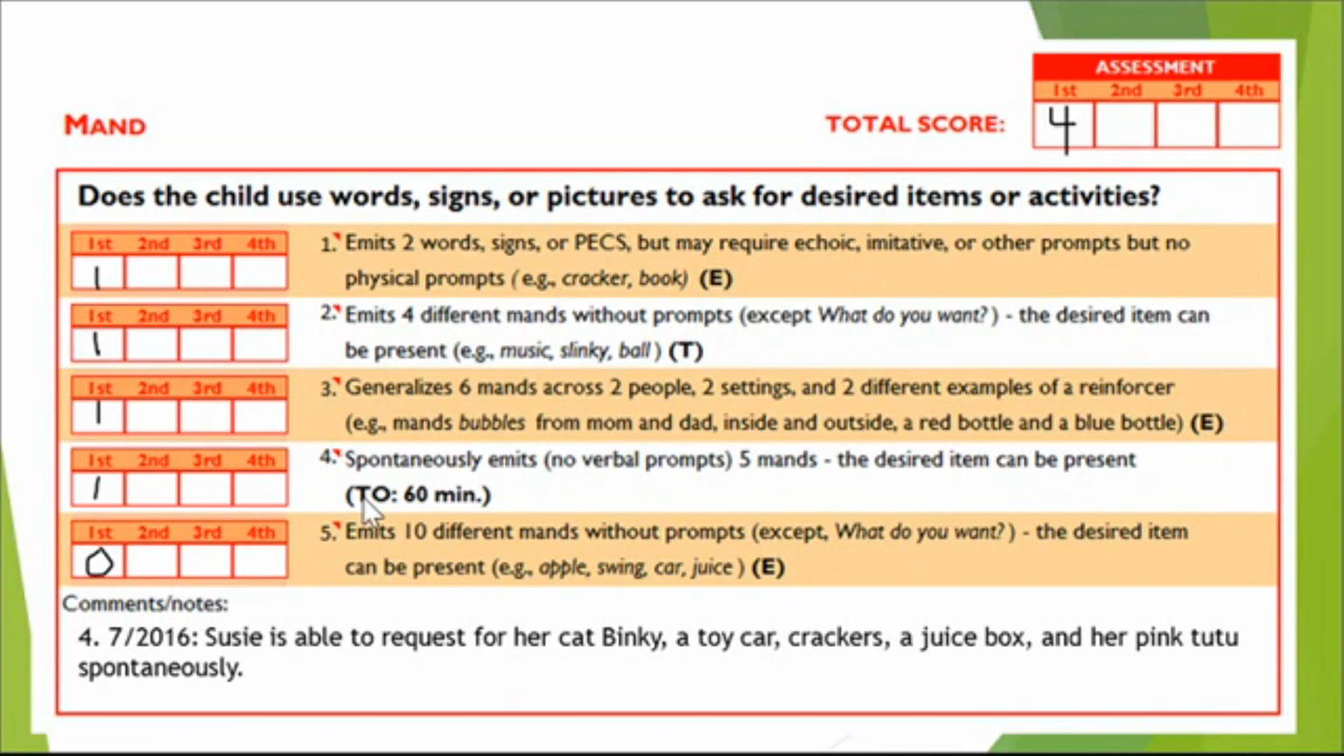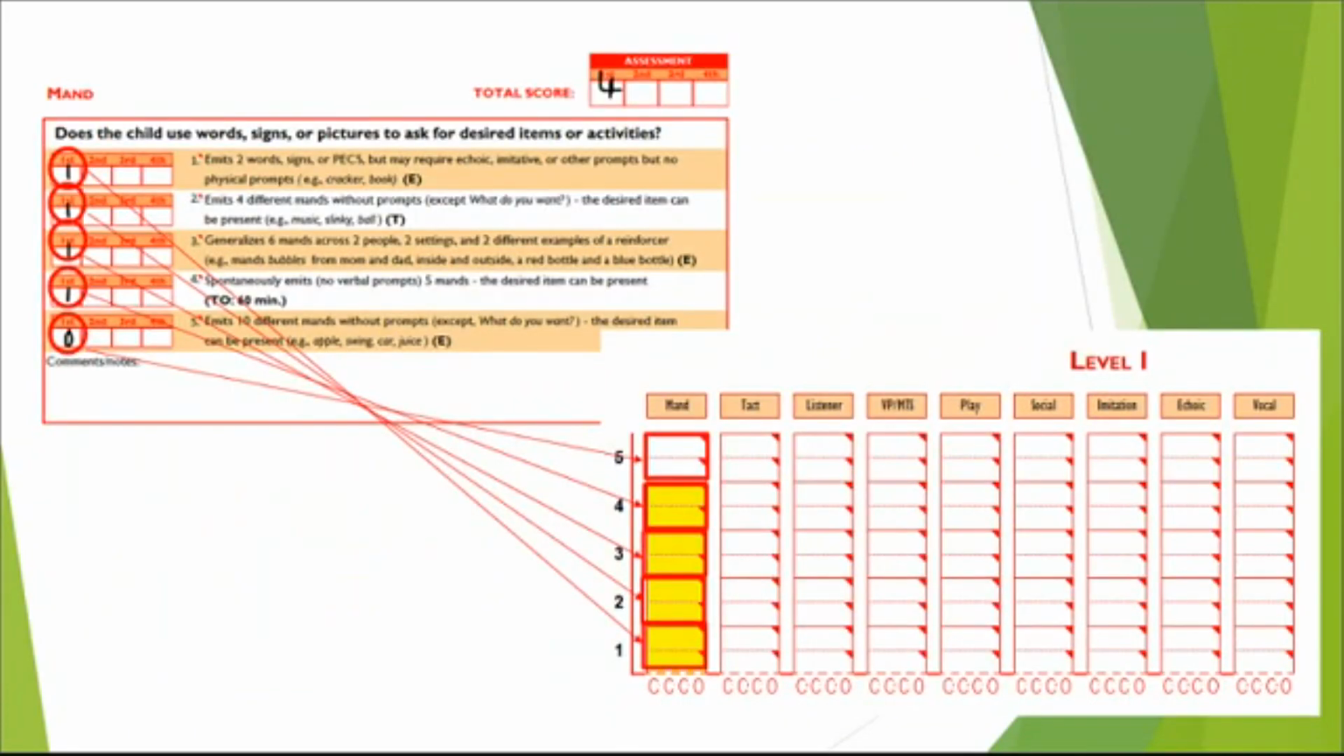So, thinking about those assessment codes, the codes are as follows, and this is explained very well in the protocol book. T means that you need to directly test the skill. So you must obtain this data by directly testing this milestone.